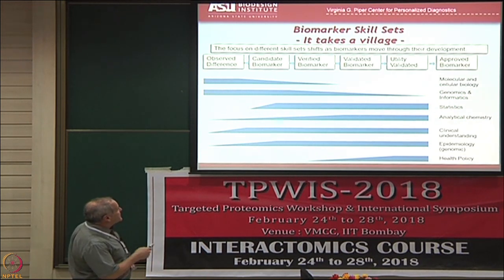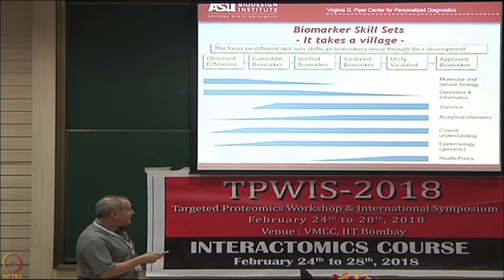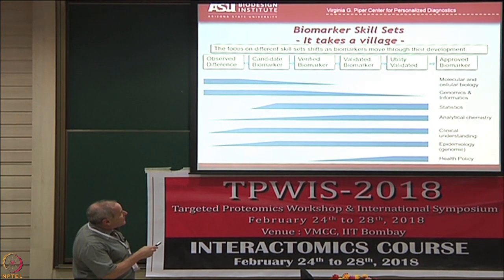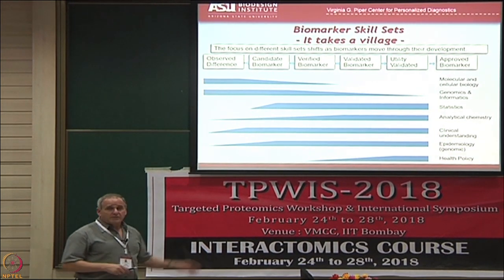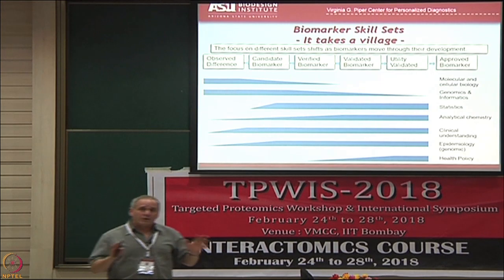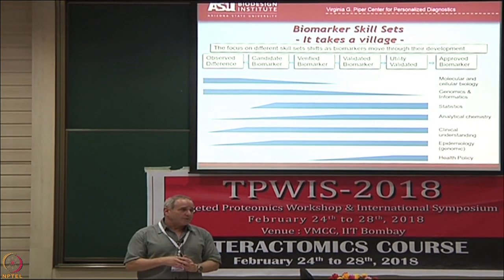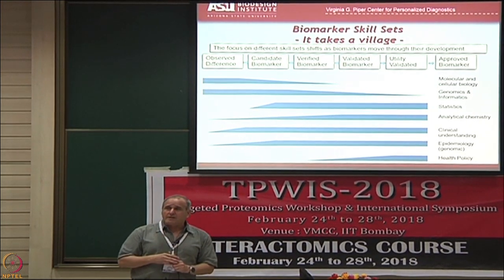You need to develop strong, robust markers that work in the clinic. You need good analytical chemistry. Obviously, you need good clinical understanding and understanding of epidemiology. And then when to use these markers depends on looking at health policy. So at different stages of the game, you're going to need different experts. But throughout the whole process, you're going to need a lot of experts.